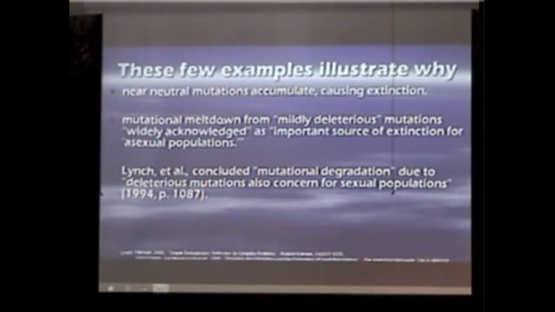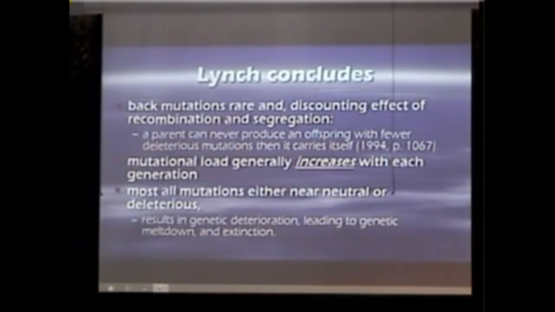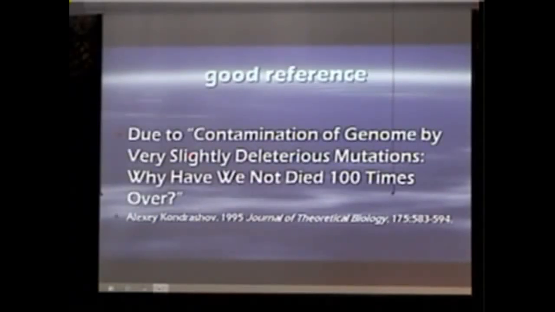And eventually you get mutational meltdown from mildly deleterious mutations. And this fact is widely acknowledged as an important source of extinction for asexual populations. Lynch concluded it's also an important factor for sexual populations. And a good reference is on the contamination of the genome by very slightly deleterious mutations. Why have we not died 100 times over?